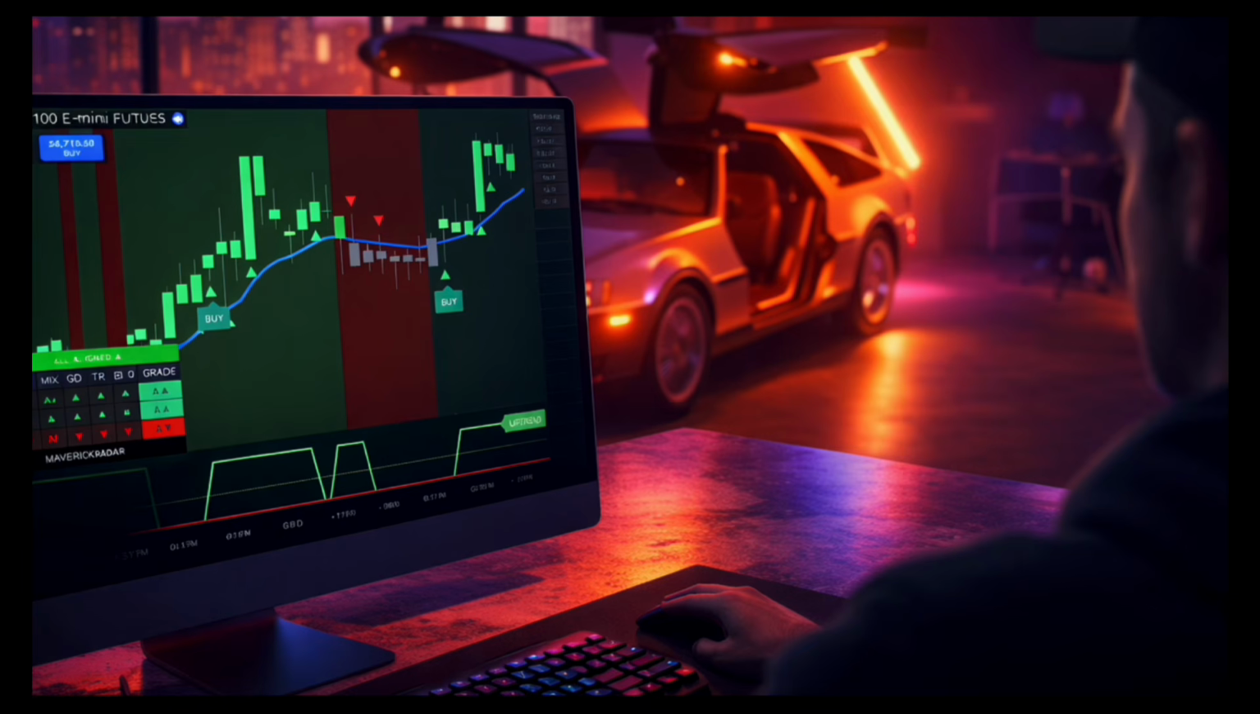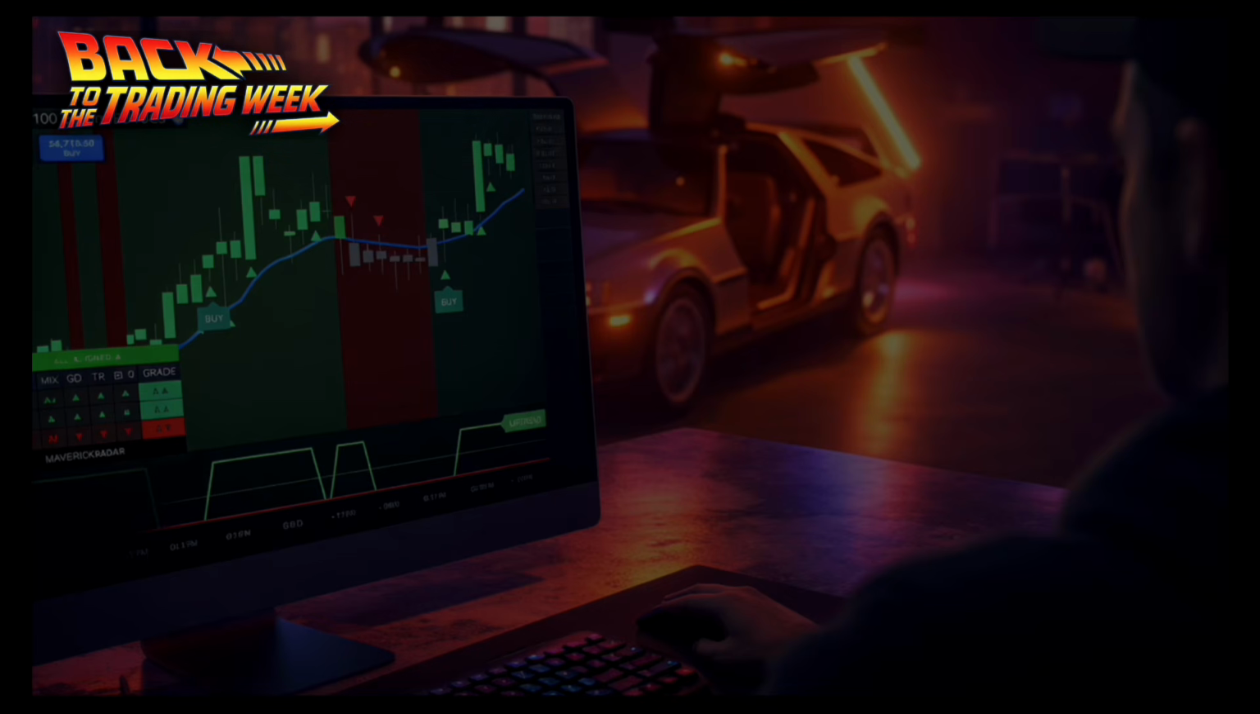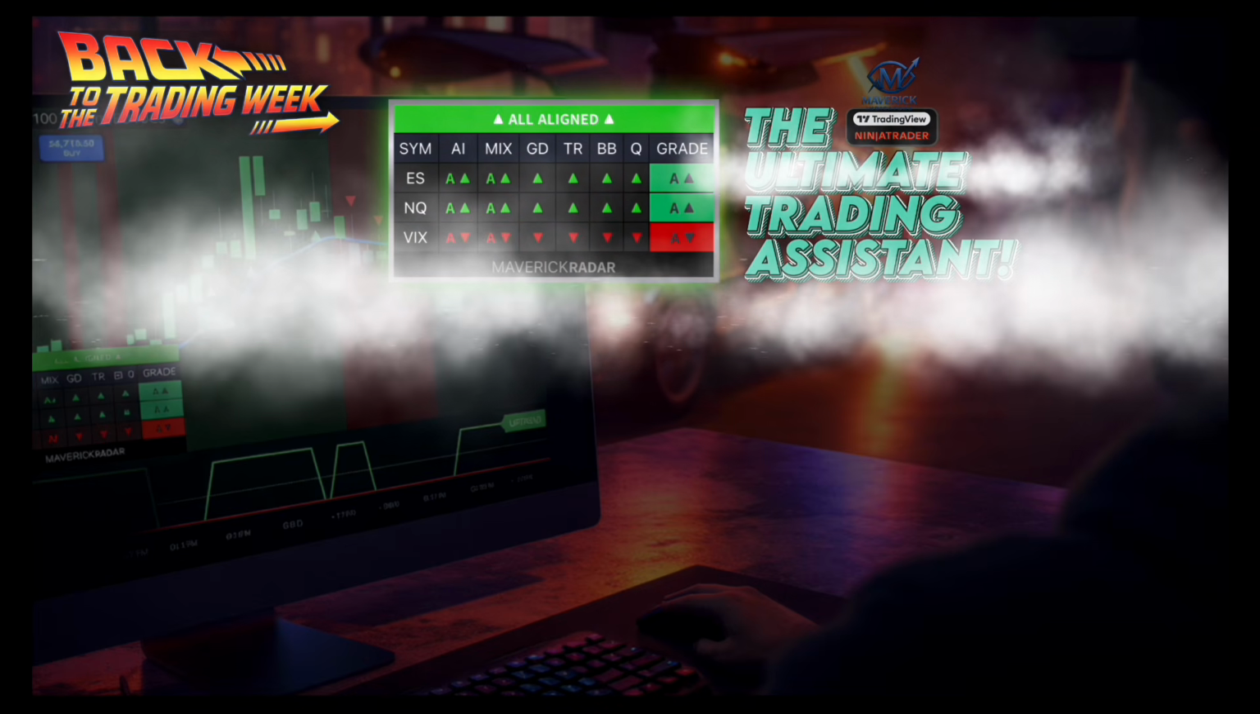We look back and we want to see how we would have done using the Maverick indicators. And you can see the DeLorean in the background. So it's time for Back to the Trading Week, what we've been calling it here on the weekend. I just like to have fun, kind of an 80s movie fan. So here we go. Here's what we're going to do this weekend.